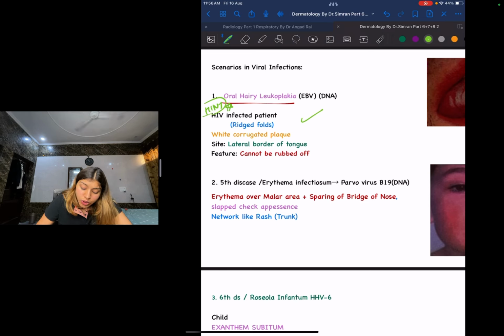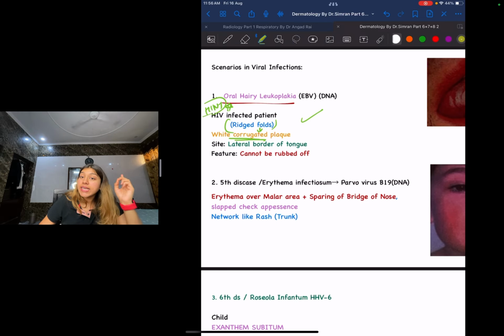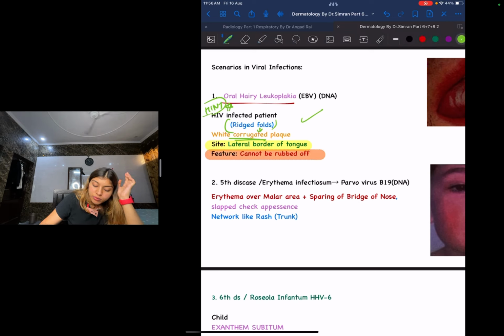Okay, so they will tell you that there was an HIV infected patient who had a white corrugated plaque. What does the word corrugated mean, guys? It means ridged folds. And very important guys is going to be the site. The site is going to be the lateral border of the tongue. Okay, that is what you need to remember. And the most important part, guys, is that it cannot be rubbed off.